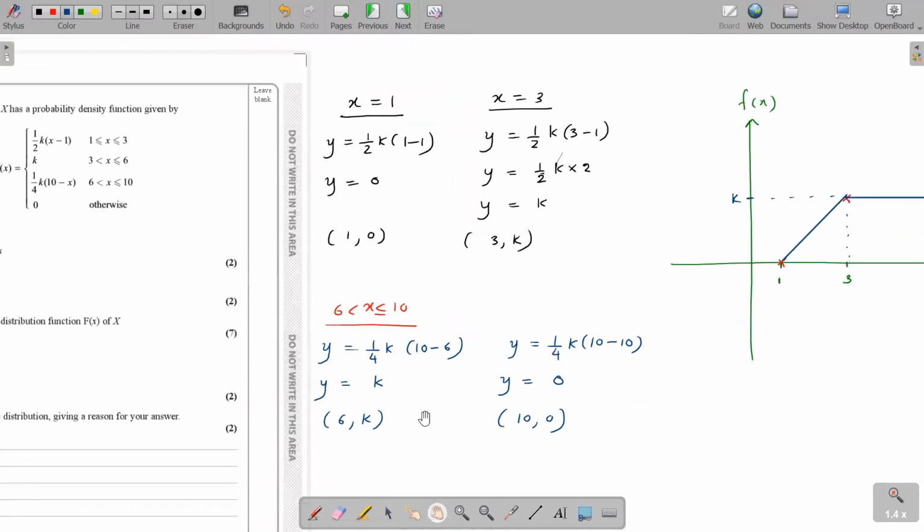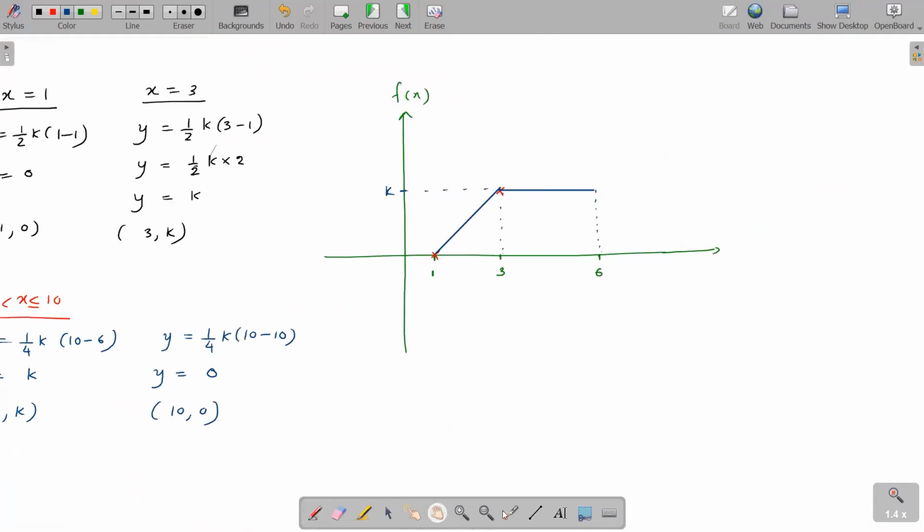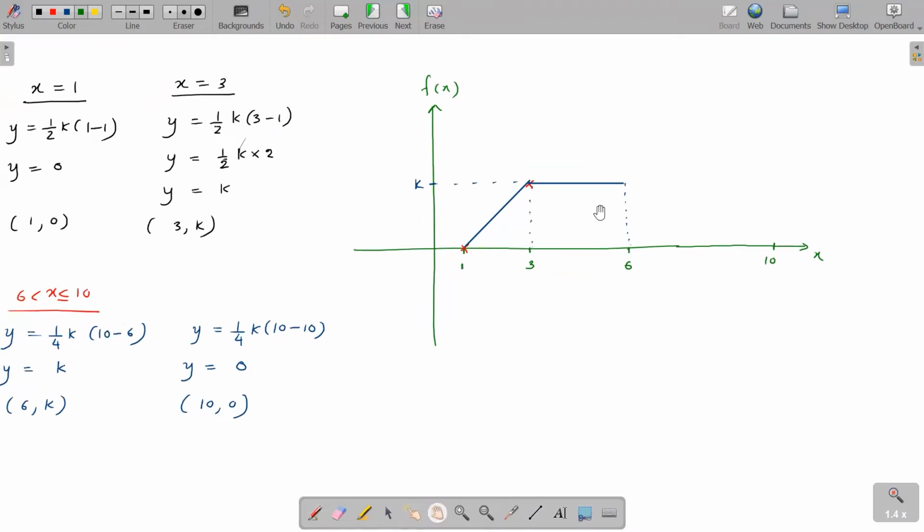So go back to this graph, and the next part of the graph needs to continue from 6 to 10. So it needs to be slightly longer than the previous part, right? 6 to 10, 7, 8, 9, 10, there's more here, right? Okay, so how does it go? The starting coordinate is (6, k) over here. It's definitely starting at the place where the other graph ends.